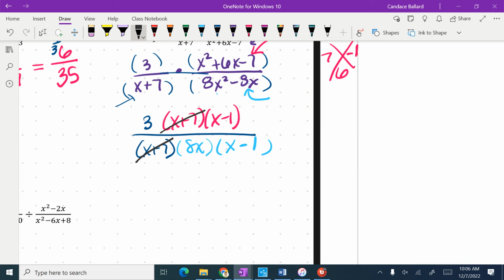x plus 7, what else? x minus 1, doesn't that feel good? Look at that, we've got it down to 3 over 8x. Nice. They don't always get that nice, right? We've learned that. We've seen sometimes they stay uglier than that.